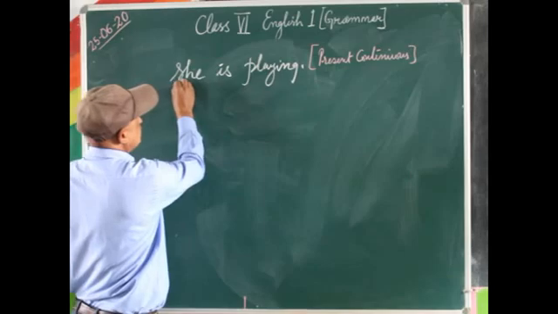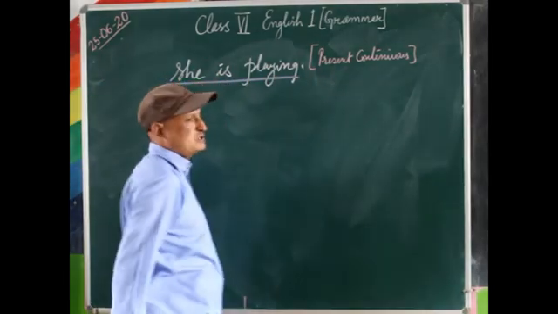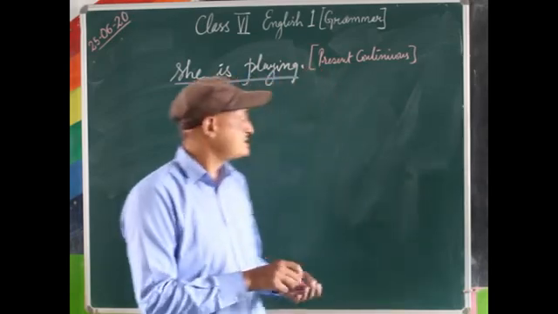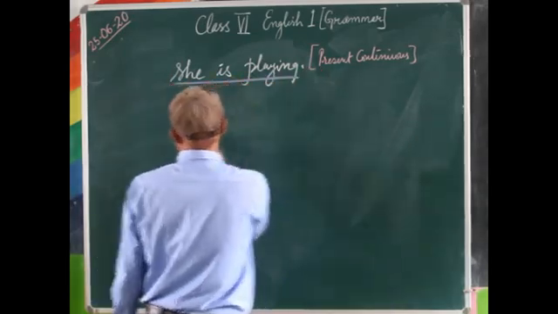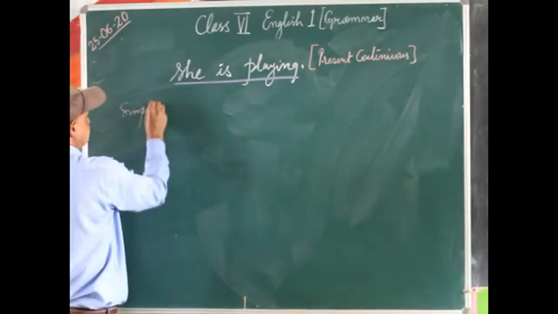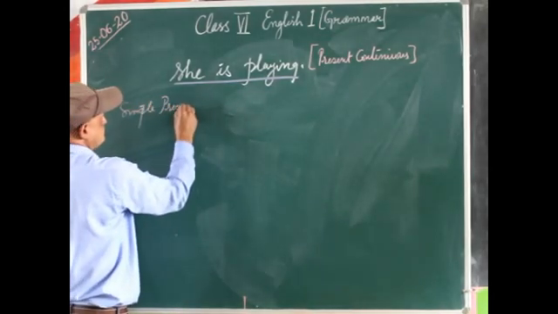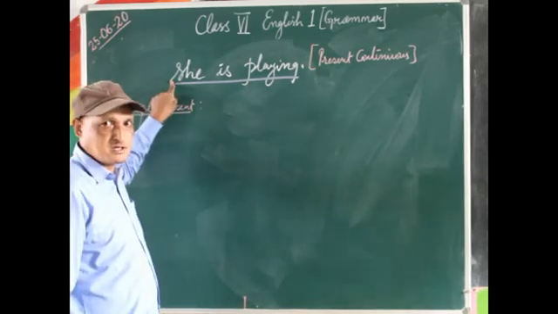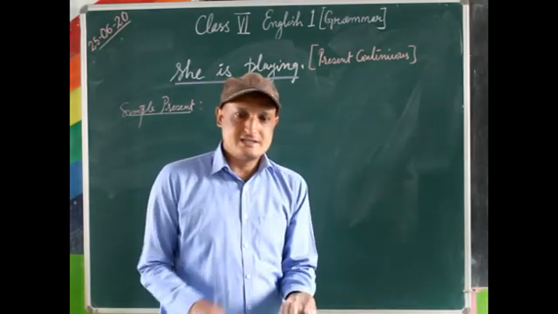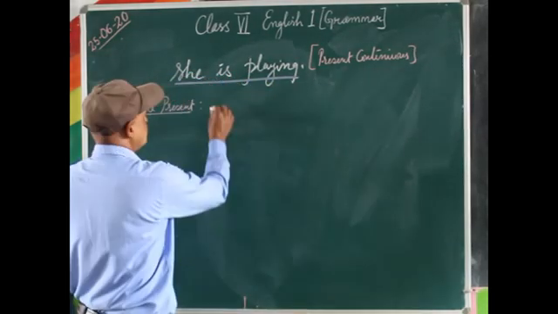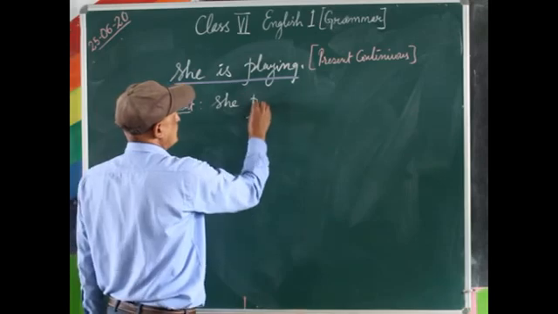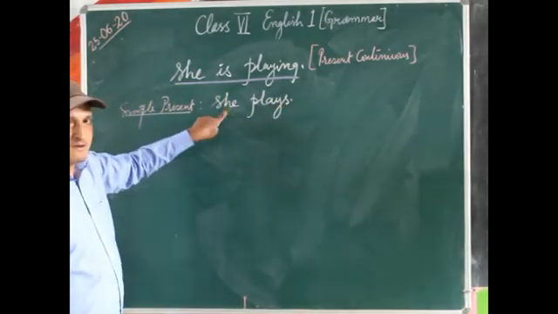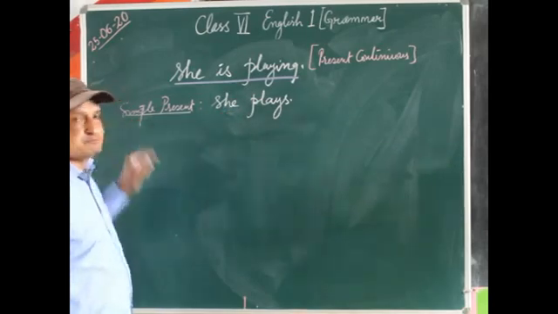Okay, let us change this sentence. She is playing, which is in the present continuous, into three other forms. Let's take the first one. Simple present. What happens in the simple present? Since it is a third person singular, the verb takes S. So what do we have? We'll be having she plays. Okay, she plays. So if you have a sentence like she plays, it is in the simple present.